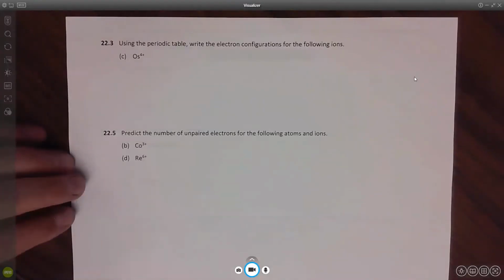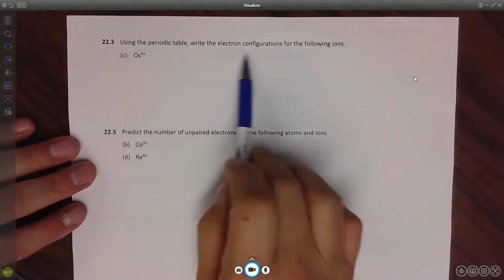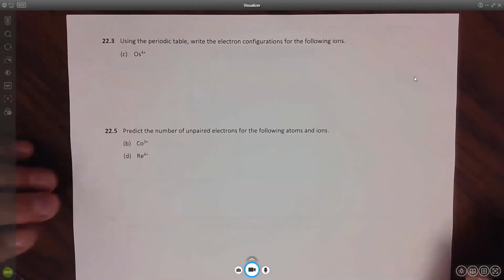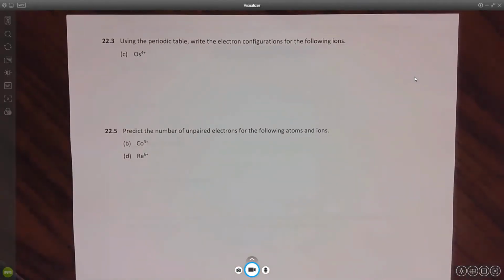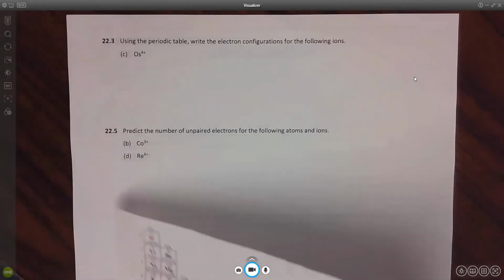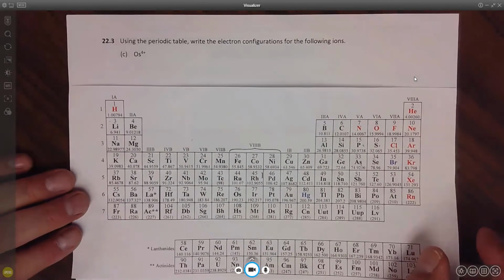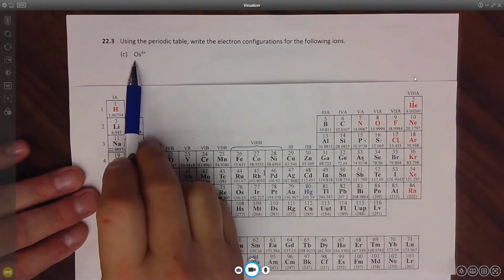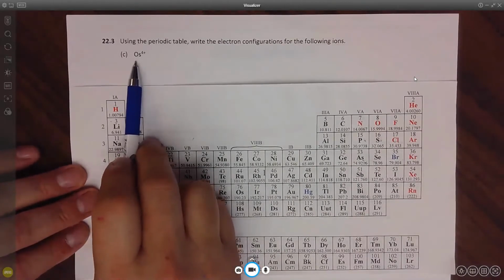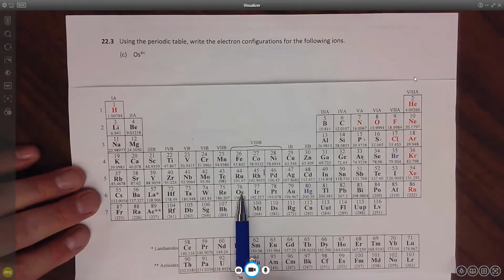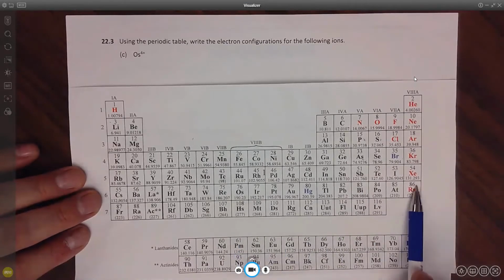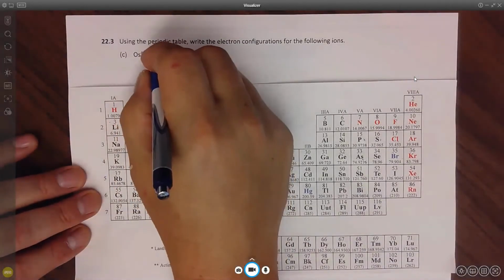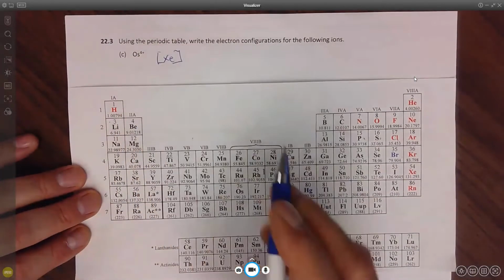Try some problems. So first we want to use the periodic table and write the electron configuration for the following ion. So basically, again, just as a quick review of how to write electron configurations, you're going to find that element on the periodic table. So that's osmium. So here's osmium. So we're going to write just shorthand forms because that's really all we care about, the valence electrons. So there's osmium. We'll go the whole way over to the noble gases up one. So it would have a noble gas core of xenon.